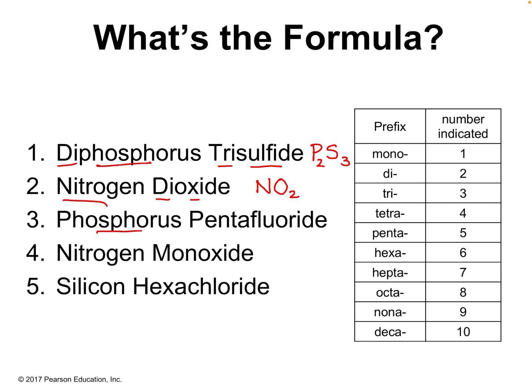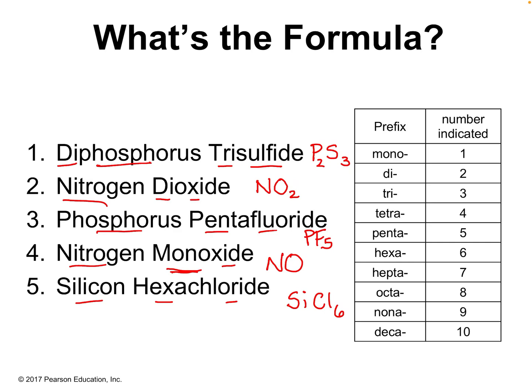Phosphorus, there's no prefix, so there's just 1 of them. And then pentafluoride tells us that there are 5 fluorines. Nitrogen, so no prefix, tells us just 1. And then monoxide, so, right, remember monooxide, monoxide? That tells us there's 1 oxygen. And then silicon, no prefix, so there's just 1. And then hexachloride tells us that there are 6 chlorines.